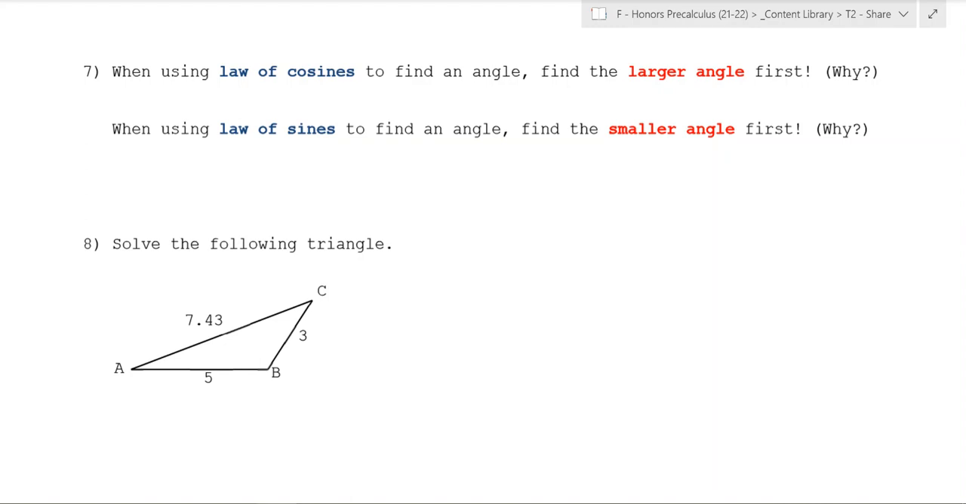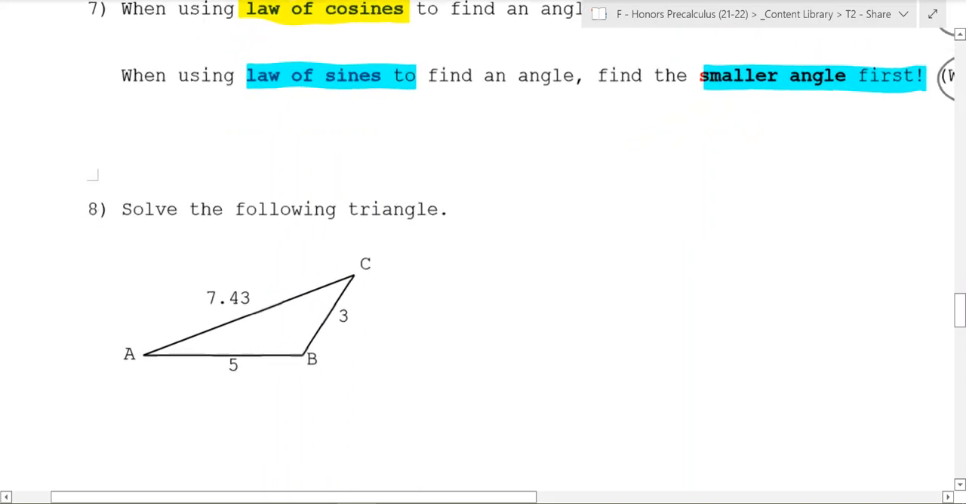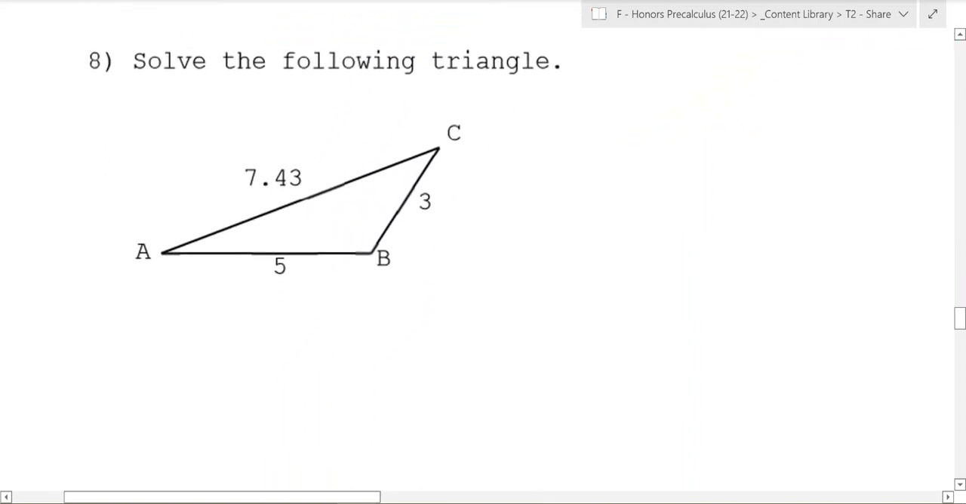This is part 2. So we're going to continue talking about the law of cosines and sines, and the first thing I'm going to tell you is when using the law of cosines, go and find the larger angle first, and when you're using the law of sines, go and find the smaller angle first. As for why, that will become apparent as we use them more and more. You'll see what happens.